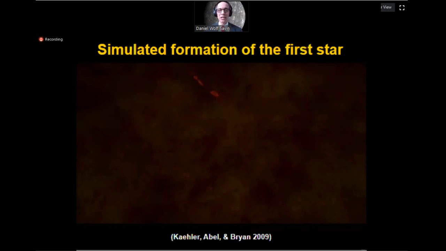I'll say that this is a simulation that my colleague in the astronomy department, Professor Greg Bryan, and his colleagues performed back in 2009. It's a computational simulation that takes into account general relativity, so gravity, takes into account hydrodynamics. This is a gas, which we can think of as a fluid. And it also takes into account the chemistry that I talk about.